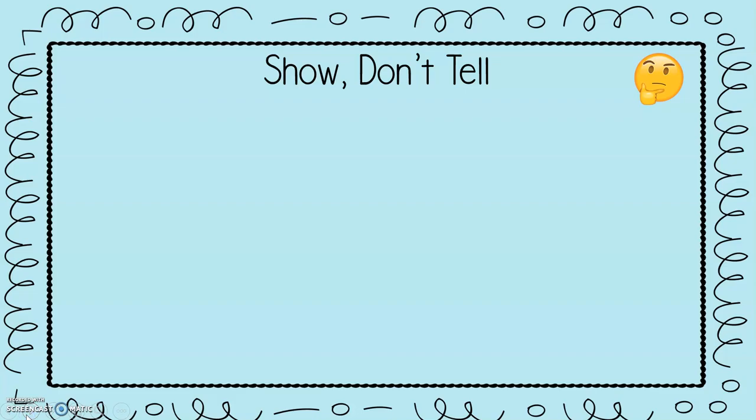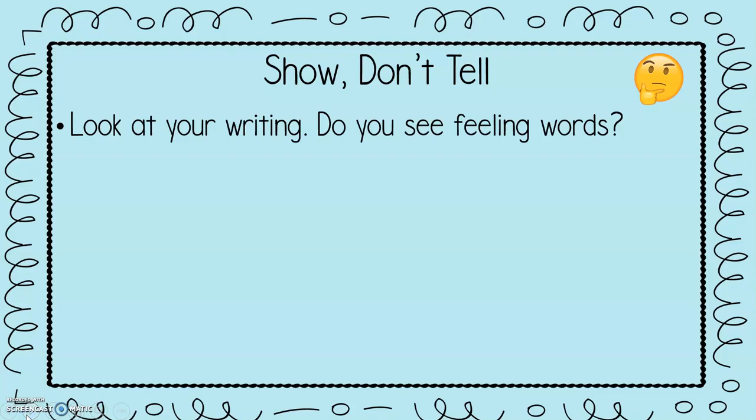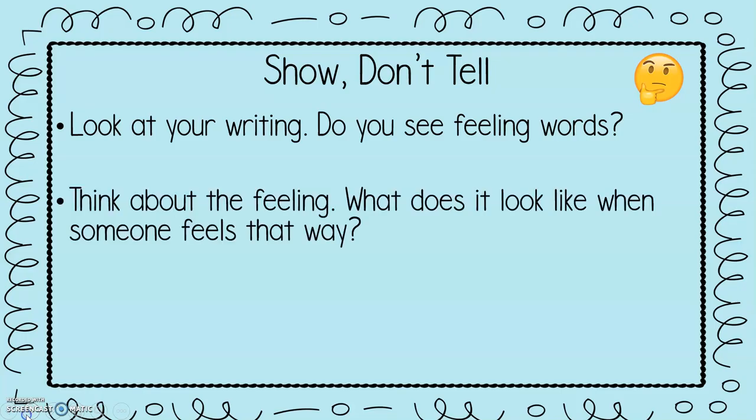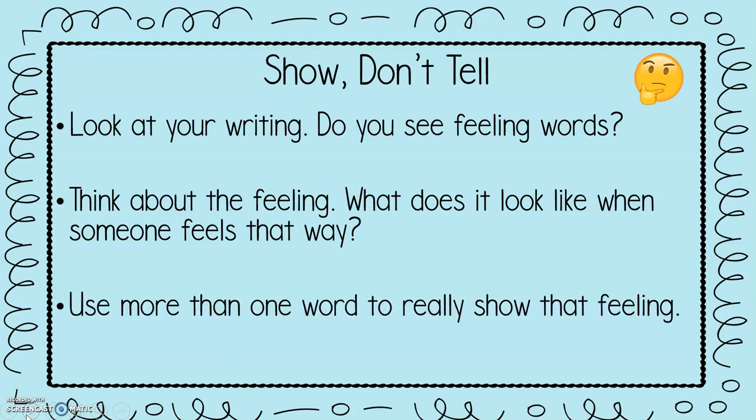In your writing today, I want you to think about showing and not telling. Look at your writing. Do you see feeling words? You can pause the video to look if you need to. If you don't see feeling words, or if you do see feeling words, think about the feeling. If you're talking about being happy in your writing, what does it look like when someone feels that way? What does it look like when someone is happy? Well, you could include emotions, like in the words we saw on the last slide, where the smile slid across someone's face or their eyes lit up. That's what it looks like when someone is happy. Use more than one word to really show that feeling. Don't just say, I was sad, or I was happy, or I was scared. Use words that really show what the character is feeling.